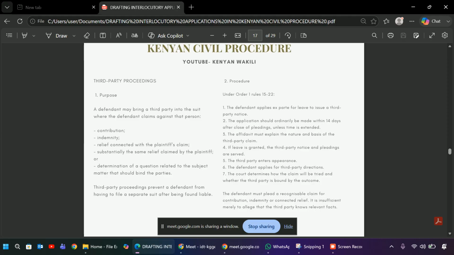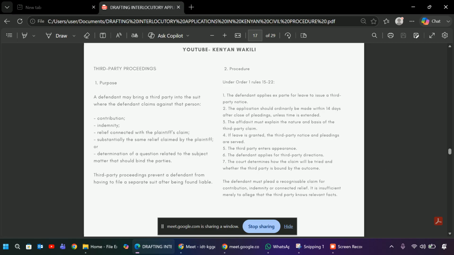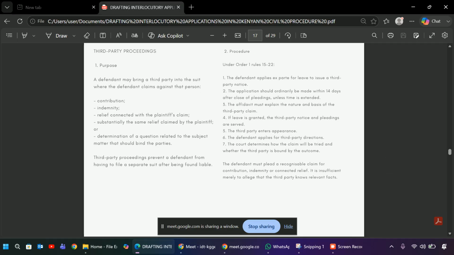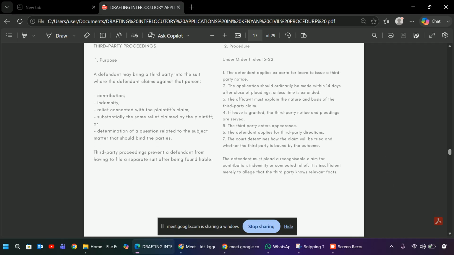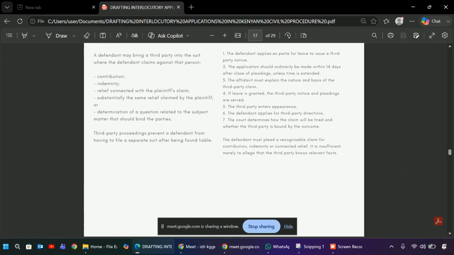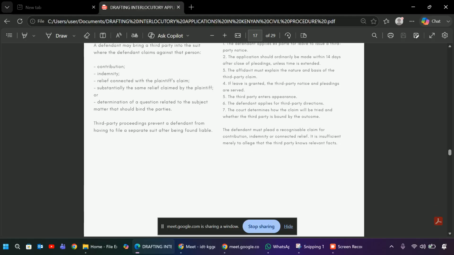Now the third party will enter appearance, and the defendant will apply for third party directions, and the court determines how the claim will be tried and whether the third party is bound by the outcome. The defendant must plead a recognizable claim for contribution, indemnity, or connected relief. It is insufficient merely to allege that the third party knows relevant facts. So you can't bring such an application before court on grounds that the third party knows relevant facts. So these are the red herrings.